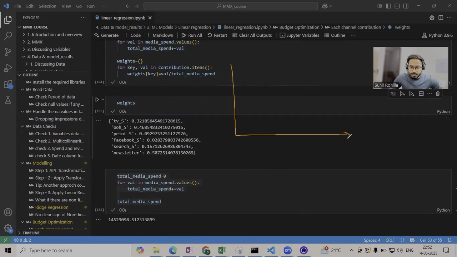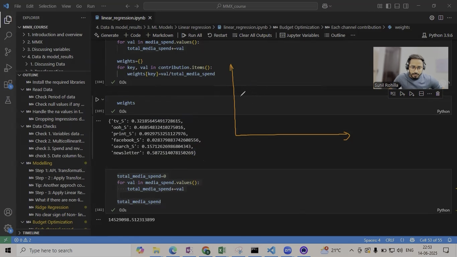Now the question here is, how much should I spend? What should be the amount that should be allocated to each of the channels? From here, we have identified that we should spend more or allocate more money to newsletter. But what should be the exact amount that should be allocated to this one? The answer for that will be from the saturation or the response curves, right?